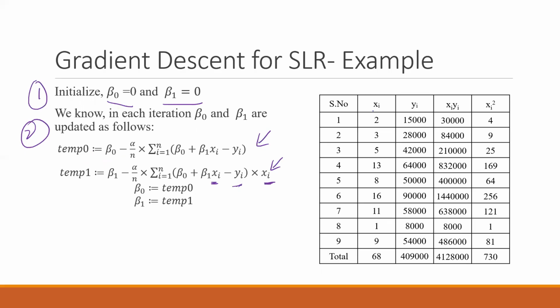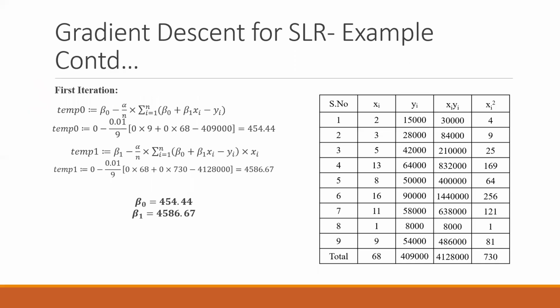So we have xi yi, we have to calculate xi yi and xi square, and we have done that for you. So this is how the updated table looks like, and we have to just now simply plug the values in. So alpha, we knew that alpha was 0.01, so putting the value of alpha of 0.01 and all the other values, we get the temp 0 as 454.44 and temp 1 as this.